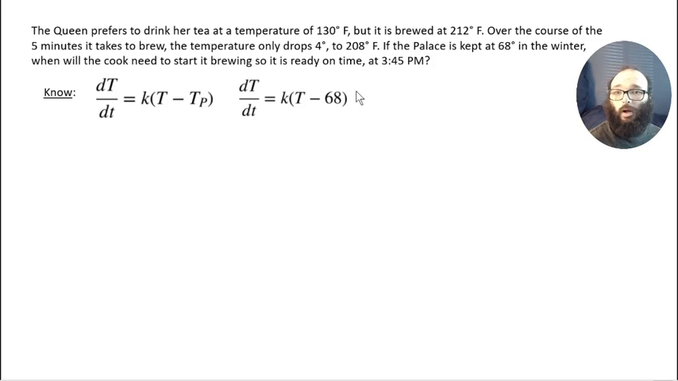And we should probably also note down our actual values for the different times so that we don't forget them. So we know at time 0 the temperature is 212, and at time 5 minutes the temperature is 208. Knowing these things will be very important later, but for now we just need to find the general formula of this differential equation.